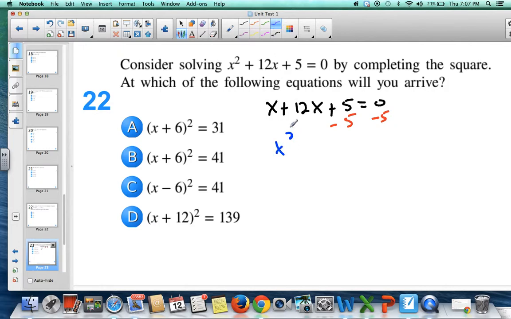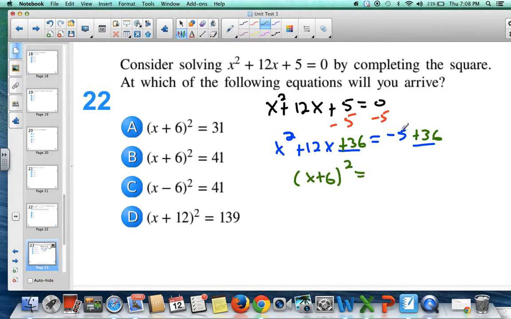x squared plus 12x, and I'm going to leave a space, equals negative 5, and a space there. Now I'm going to add something to this place here. I take half of this number, which is 6, and square it, so plus 36. Over here, plus 36. So this factors now to be x plus 6 squared equals, I think I did this wrong last time, that's going to be 31.